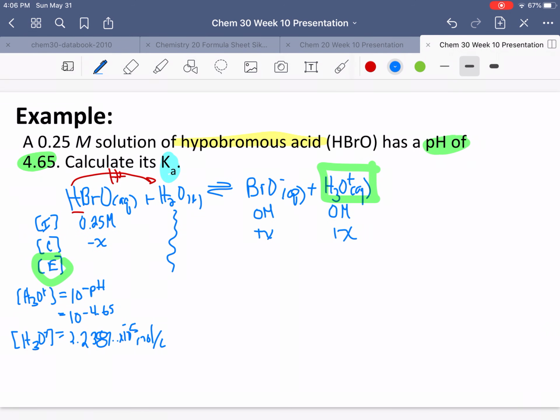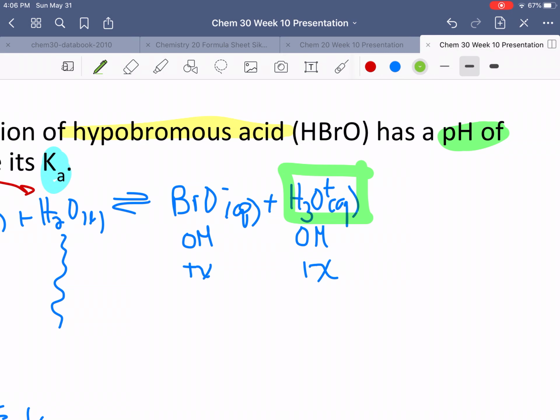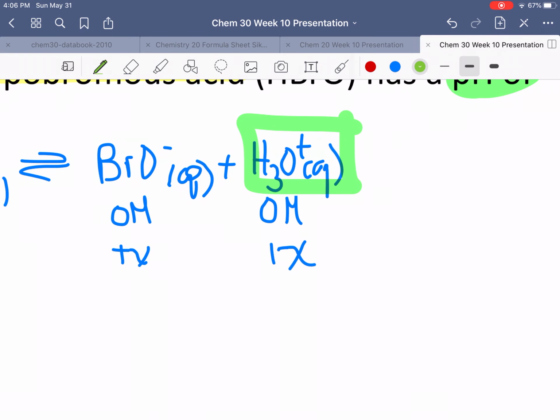In other words, guys, you just found X, right? This is what the original concentration went down by. This is what hydronium concentration is. So we now have this value. I'm going to write it in a different color, in green here. We just found the hydronium concentration, 2.23872... times 10 to the negative 5 molarity.